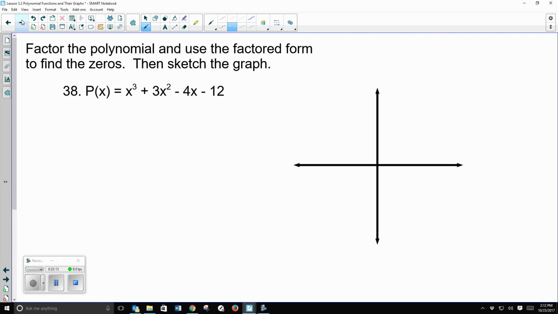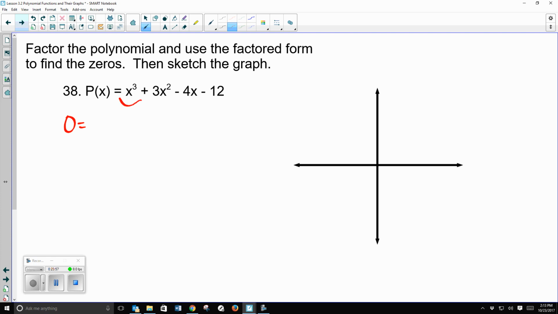Factor the polynomial and use the factors, same directions. So how to factor this one? It's a little bit different. How would you factor this one? We don't have a greatest common factor in all 4 terms. You can put them in the calculator. Factor by grouping.